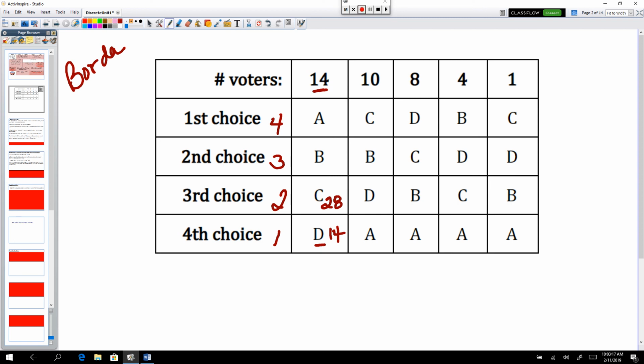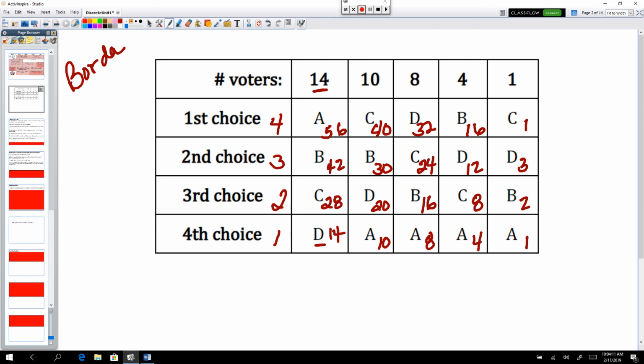So in this row, 10 people gave Alicia 1 point, 10 people gave Dave 2 points, 10 people gave Boris 3 points, 10 people gave Carmen 4 points. In this row, 8 people gave Alicia 1 point. Boris earned 16 points here, Carmen earned 24, Dave earned 32. Alicia gets 4, Carmen gets 8, Dave gets 12, Boris gets 16. Alicia gets 1, Boris gets 2, Dave gets 3, Carmen gets 1. Let's go back and finish this one: 3 times 14 is 42. And then 4 times 14 is 56.